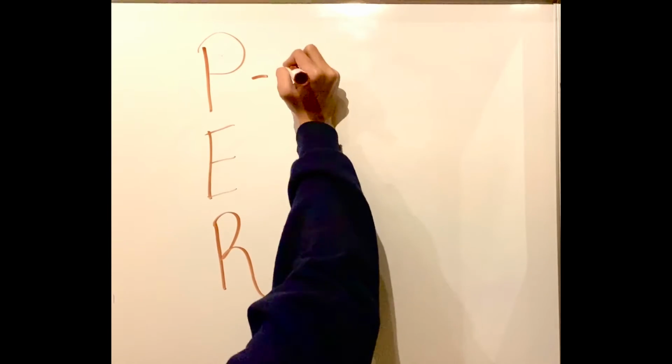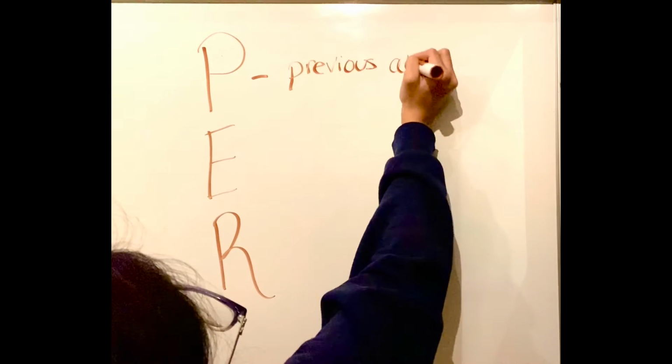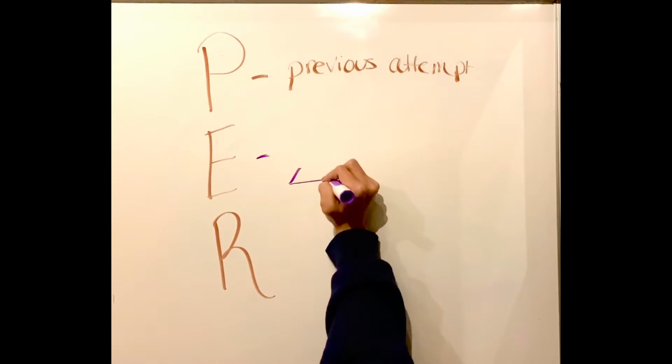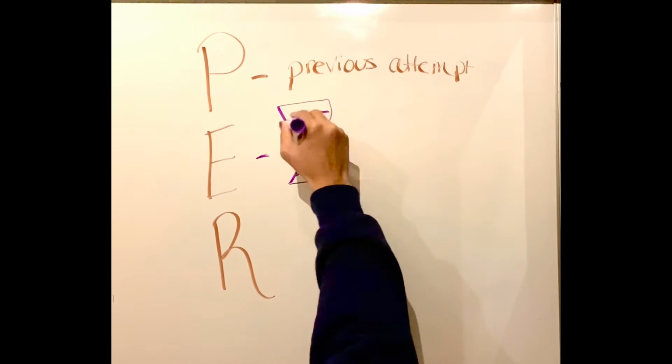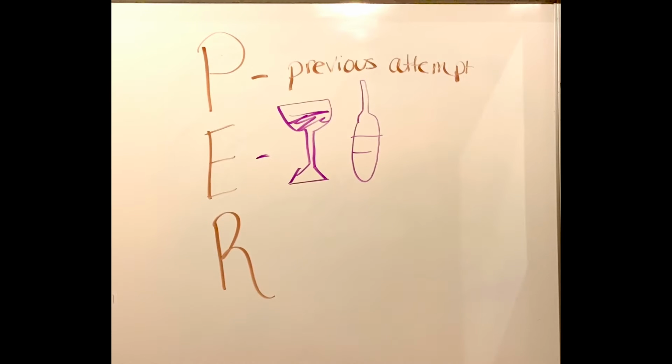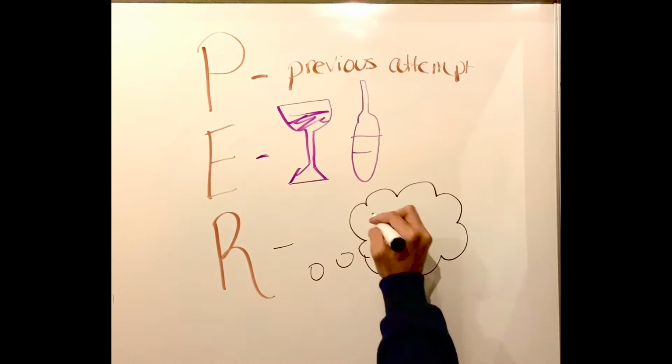The P in PER stands for previous attempt of suicide, which would be 1 point. The E stands for excessive alcohol or drug use or ethanol, which would be 1 point. The R stands for loss of rational thinking, and that would be 2 points.